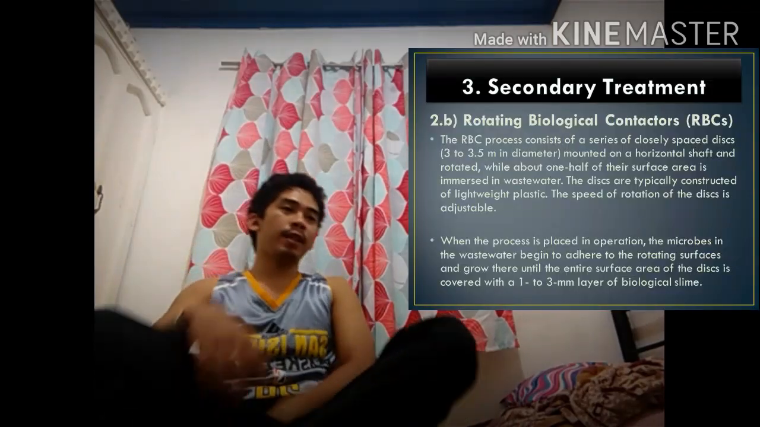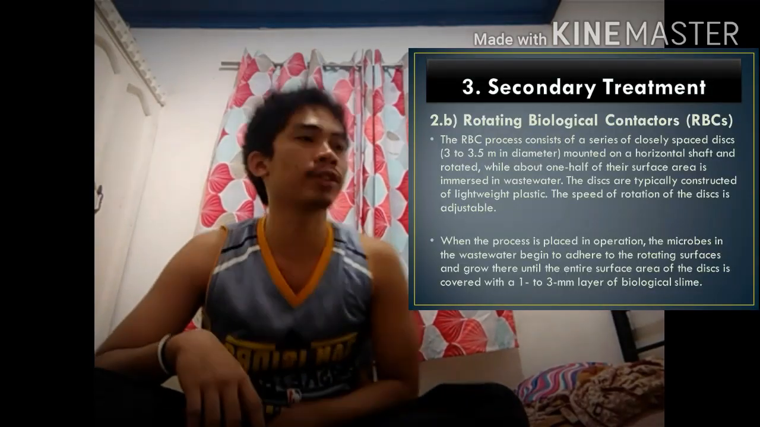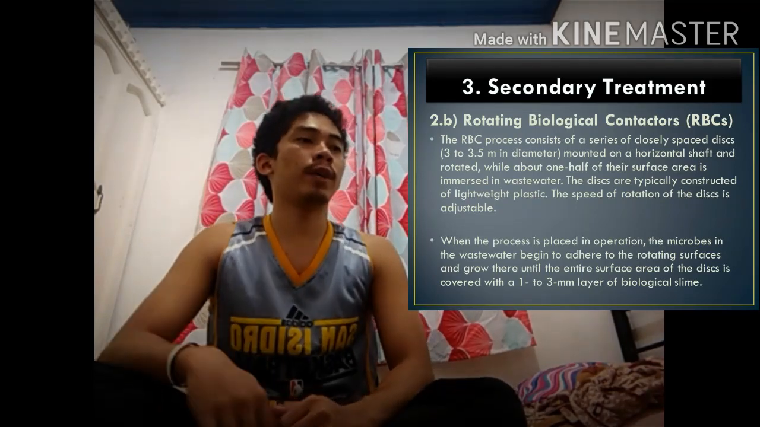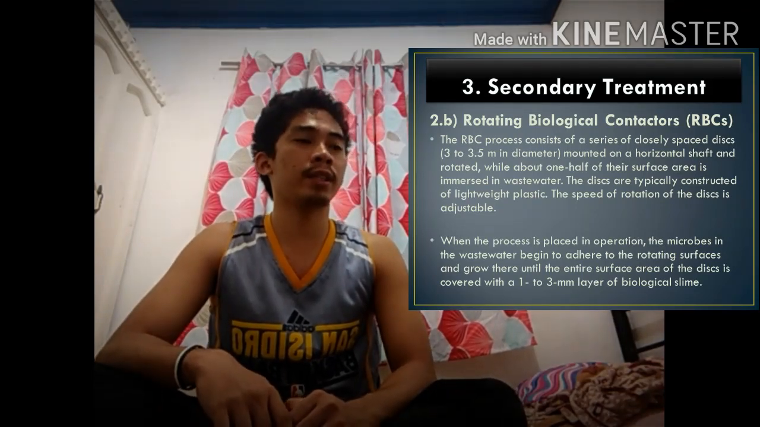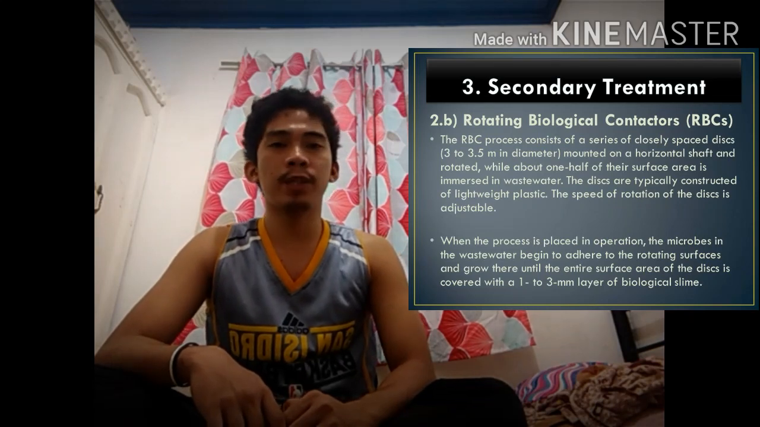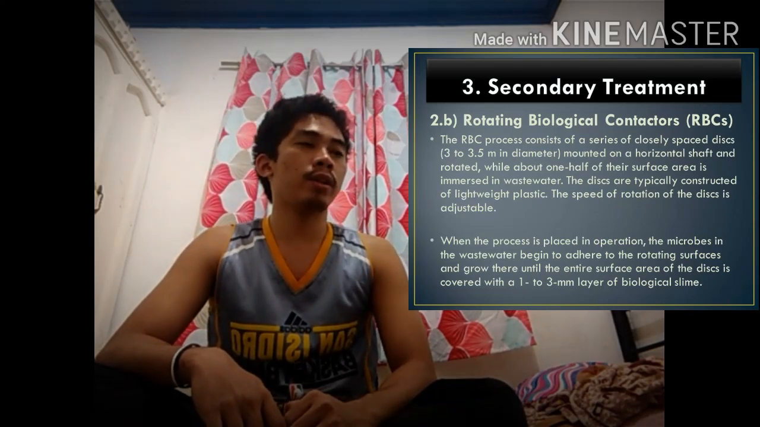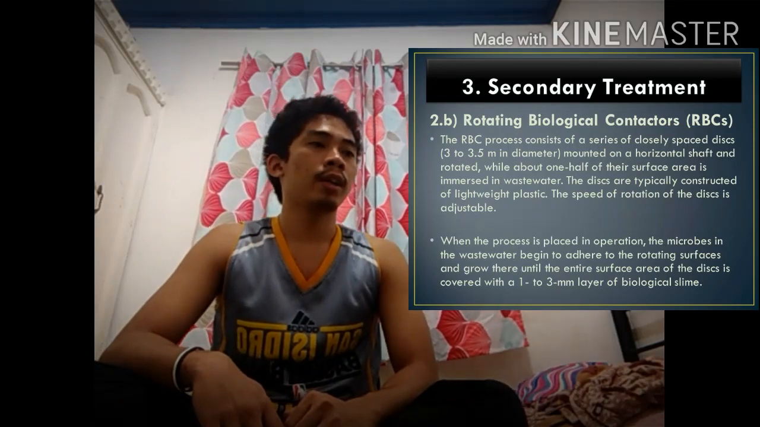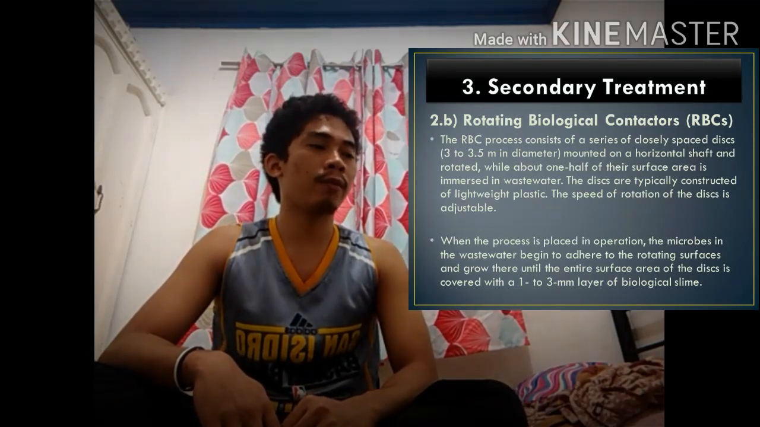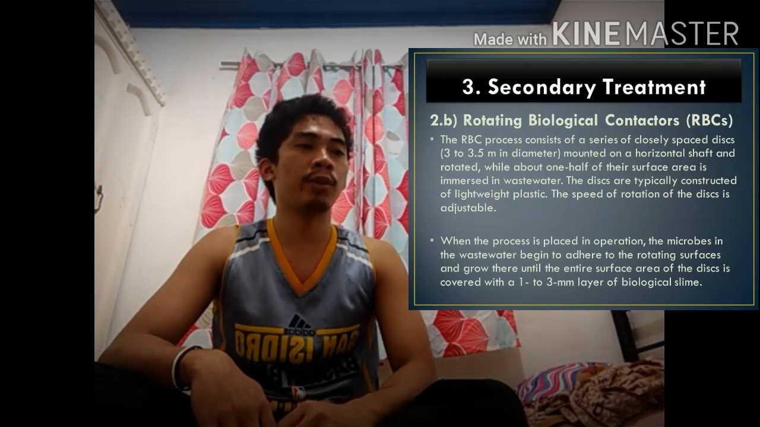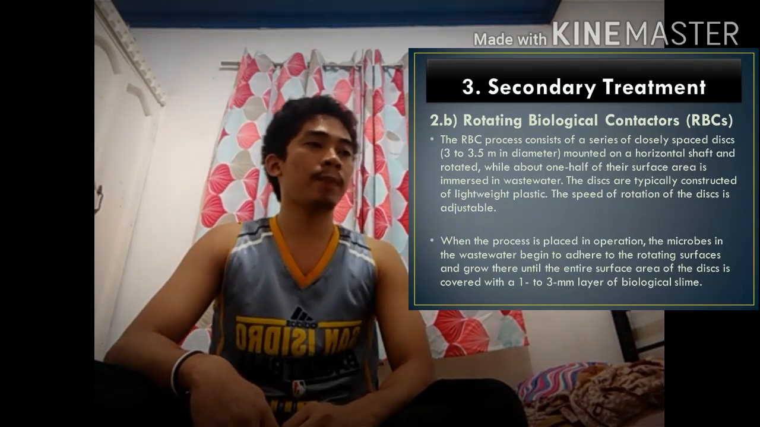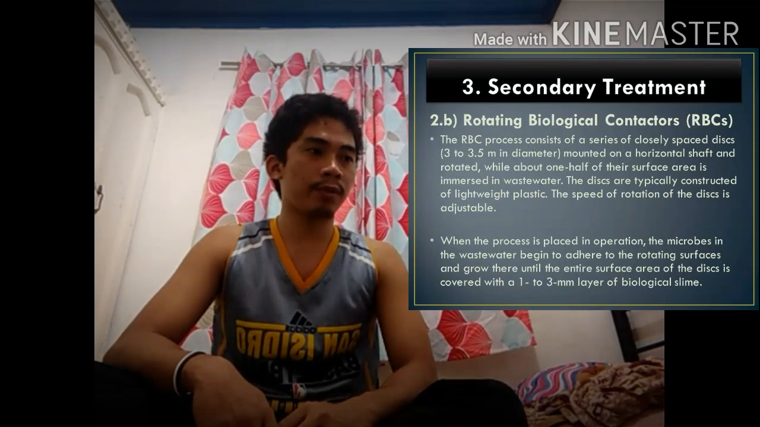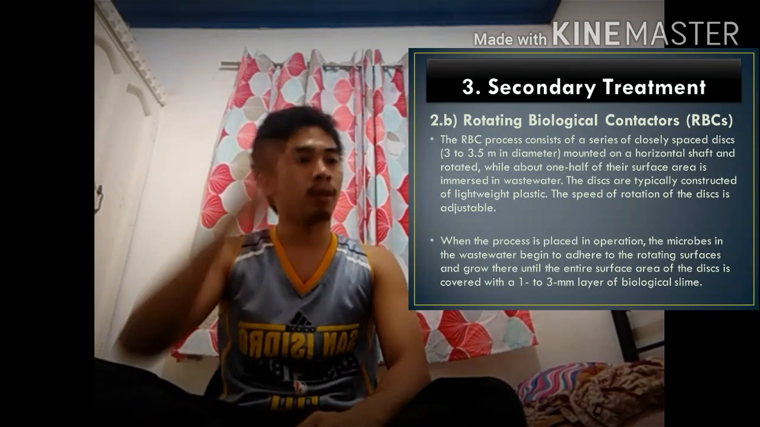The second type is the rotating biological contactors or RBCs. The RBC process consists of a series of closely spaced discs 3 to 3.5 meters in diameter, mounted on a horizontal shaft and rotated while about one half of their surface area is immersed in wastewater. The discs are typically constructed of lightweight plastics. The speed of rotation of the disc is adjustable.